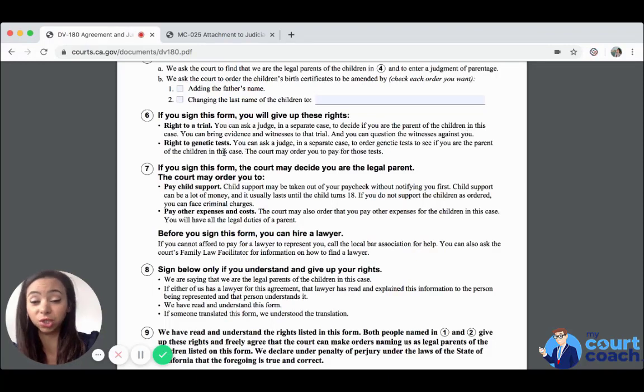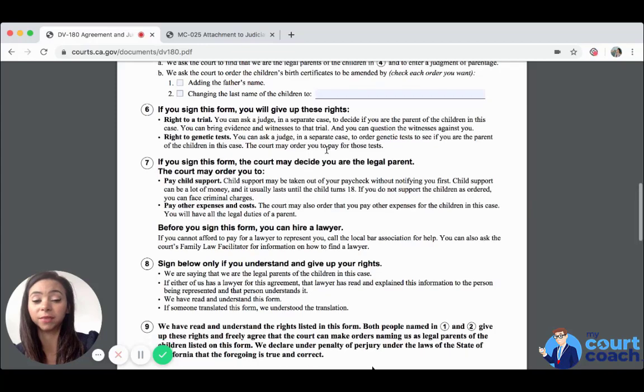So the next thing is the right to genetic tests. So you can ask a judge in a separate case to order genetic tests to see if you are the parent of the children in this case. The court may order you to pay for those tests. So exactly what we were saying earlier is that you can ask the court to order a genetic test, and if you don't necessarily have an agreement with the other party to do the genetic test, then you are going to have to ask the judge to do the genetic testing. And it's not going to be under a restraining order context, but you could file a paternity case like we discussed earlier.